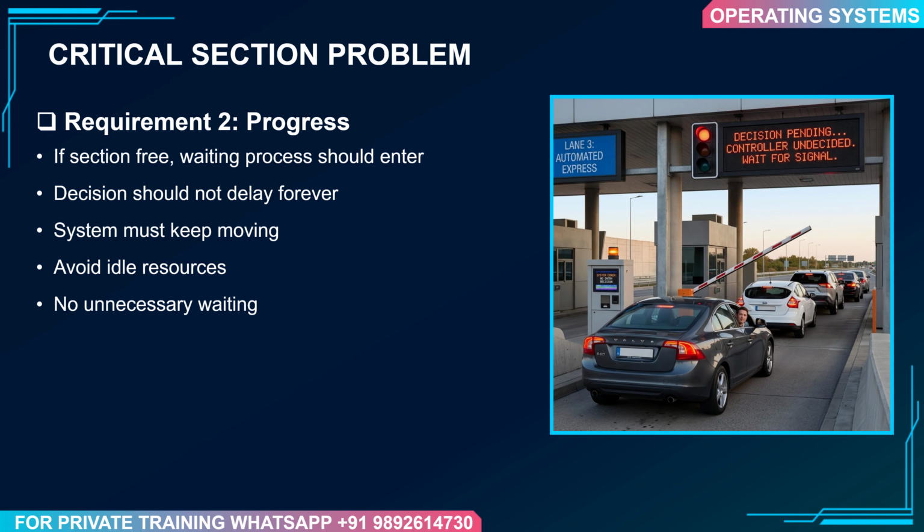The second requirement is progress. This means if no process is inside the critical section and some processes want to enter, the decision of who enters next should not be postponed forever. In simple words, the system should keep moving. It should not freeze while processes wait unnecessarily.